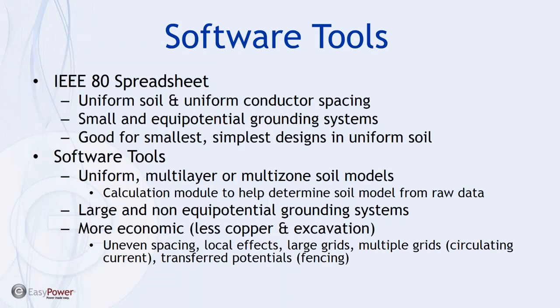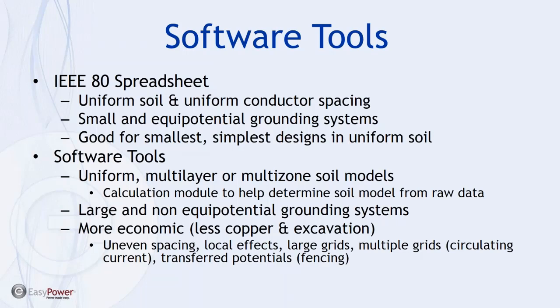In addition to that, software tools have the capability to model uneven grid conductor or rod spacings. This often ends up in a more economical design because you don't need the density of conductors everywhere. You need it in certain areas. The requirement for this will change depending on soil characteristics, so it's not always the same. With software, you can also model localized effects like we've talked about, and you can solve them with local solutions.